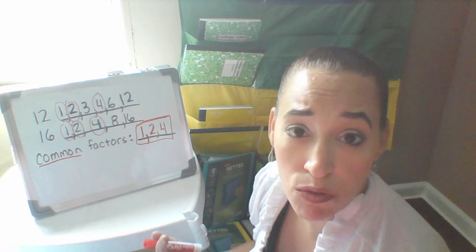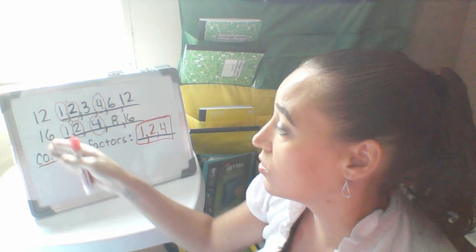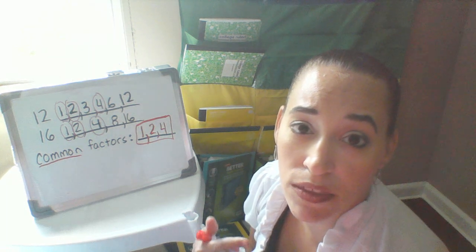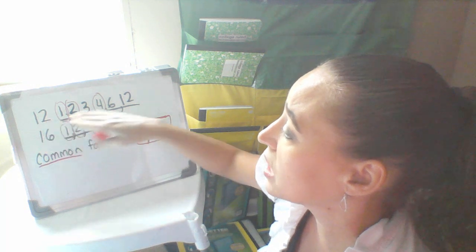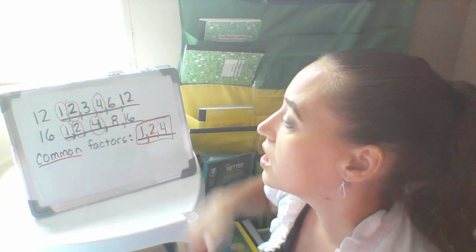It could also be of 3 different numbers. So I could give you 3 different numbers and it could say, find the common factors of these 3 different numbers. And you do the same exact process. And then you just circle the factors that the 3 numbers have in common.